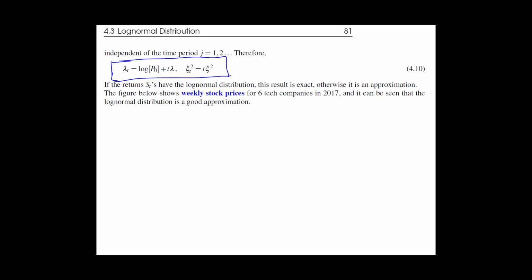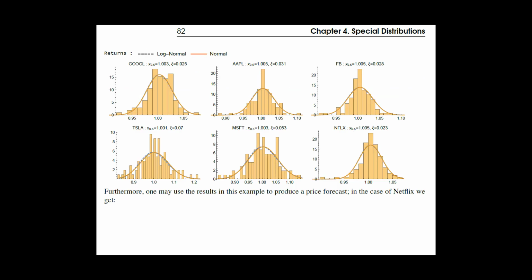Okay? So for example, this is how the log-normal approximation would look like compared to real data. Okay, so yeah, the bars are the real data and the log-normal would be the dashed line. You can also see that the normal approximation does quite a good job too. So yeah, we could actually use both, but for stock prices, typically the log-normal is the most used.